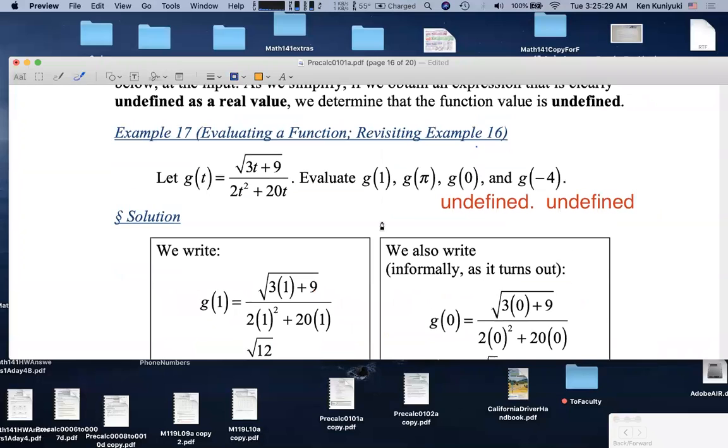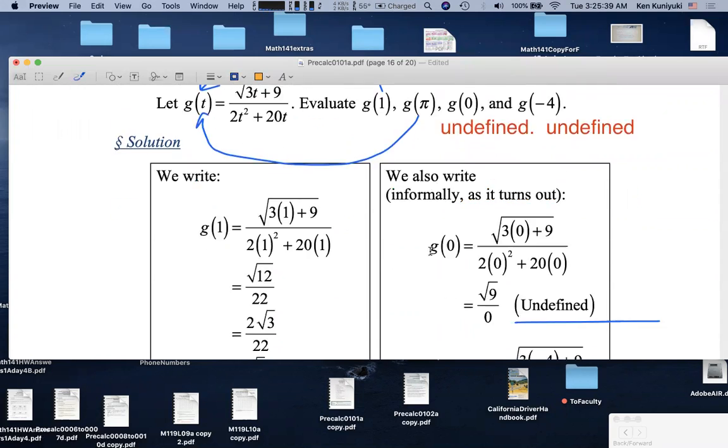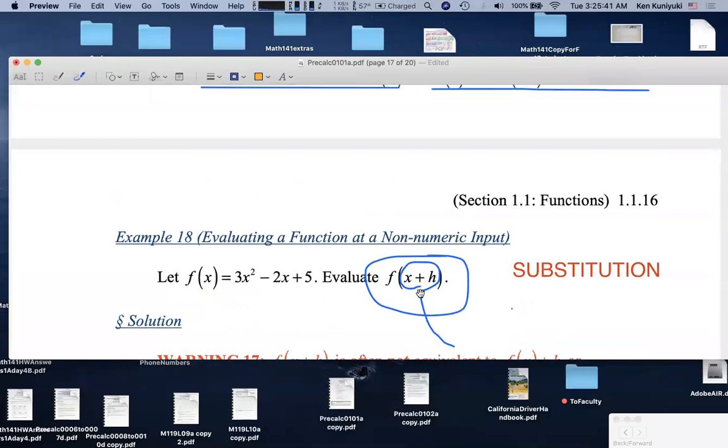Back here, when we worked out g of 1, g of pi, we substituted 1 for t. We substituted pi for t. These are substitutions. Likewise here, we're going to substitute x plus h for x. Remember, it's a substitution. It's not just x plus h. That's a very common error. You don't just do that. That's wishful thinking. Or as the late Carrie Fisher would say, wishful drinking.